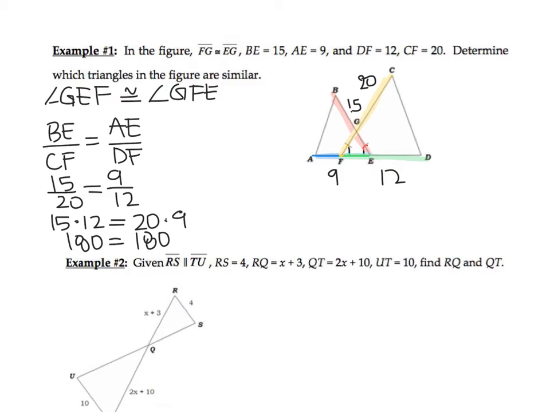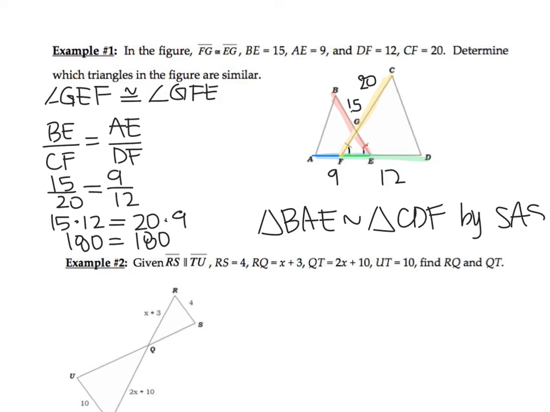So we have 2 corresponding sides proportional and an included angle congruent. So we have that triangle BAE is similar to triangle CDF by side, angle, side. It's also important here that when we write a similarity statement, we can also determine by which similarity the 2 triangles are similar.